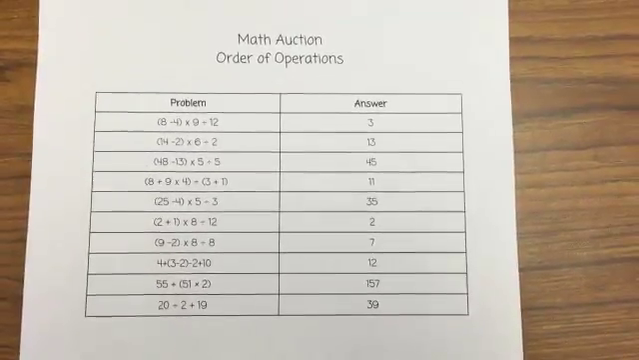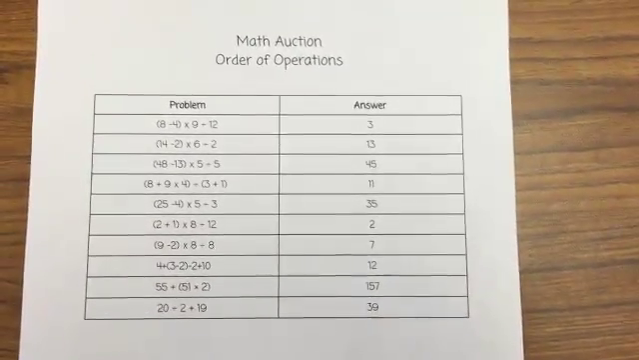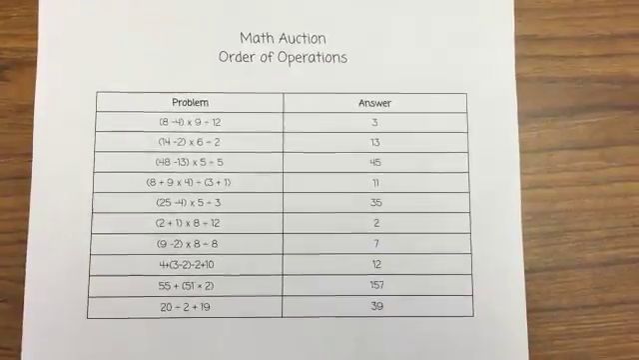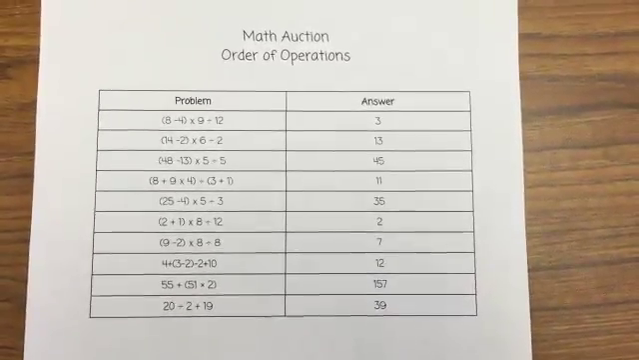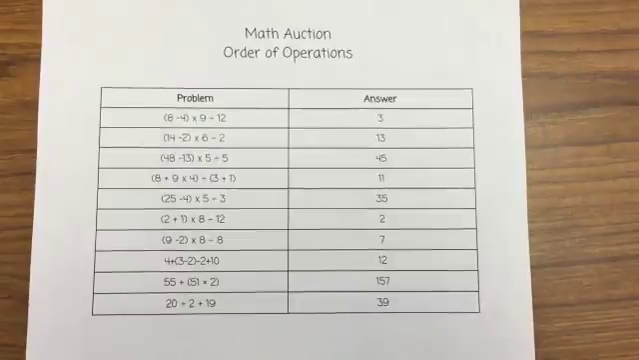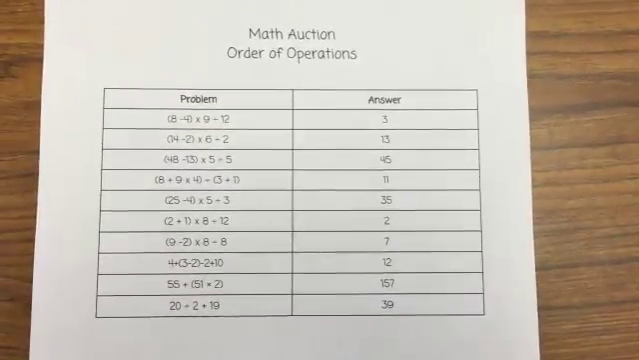Okay, so this is an example of a sheet that you might use for math auction. This is an order of operations. So the students would have to determine whether the answers on the right are correct for the problems on the left.